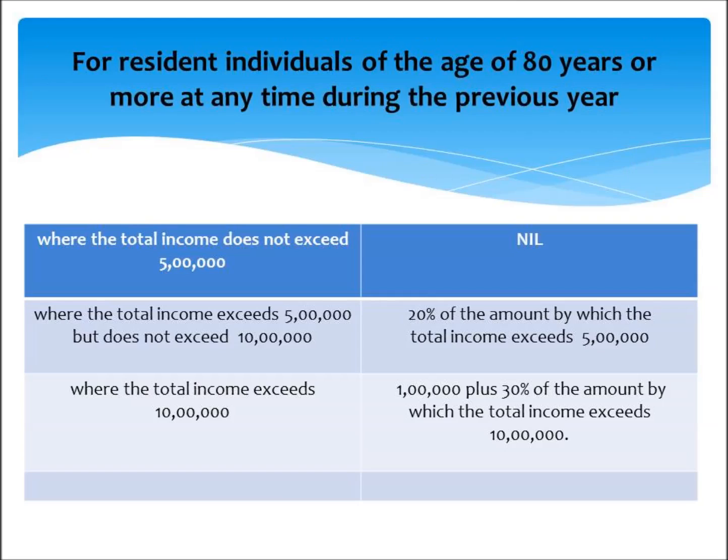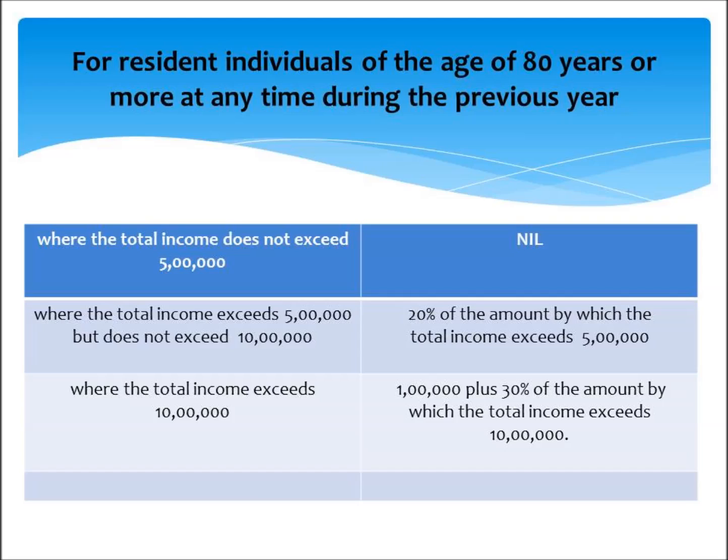Now comes the tax slab for individuals of the age of 80 years or more at any time during the previous year. We are done with individuals aged less than 60 years, and then we did it for individuals who are between 60 to 80 years, and now is the tax slab for the individuals who are aged 80 years or more, that is super senior citizens. So what is the tax slab for them?